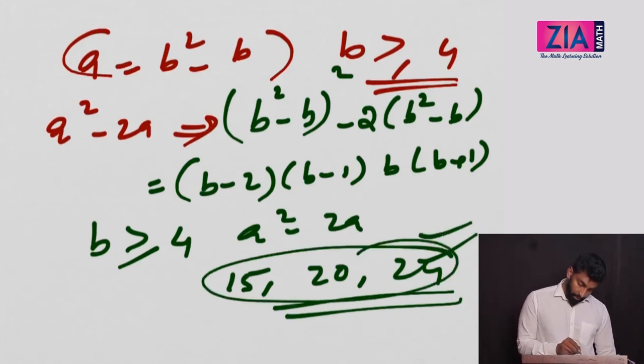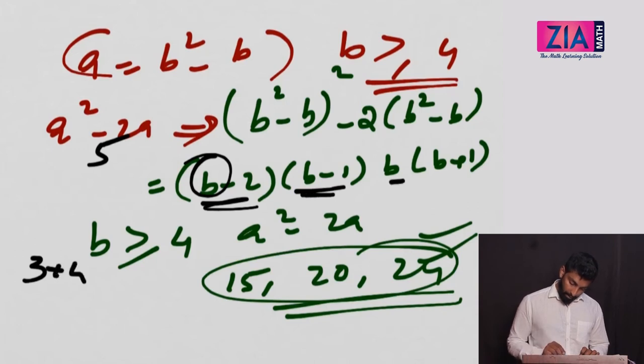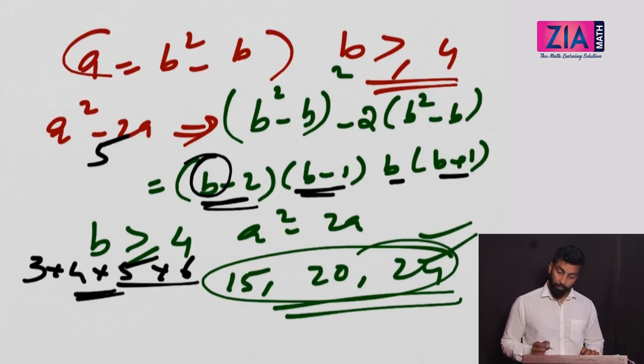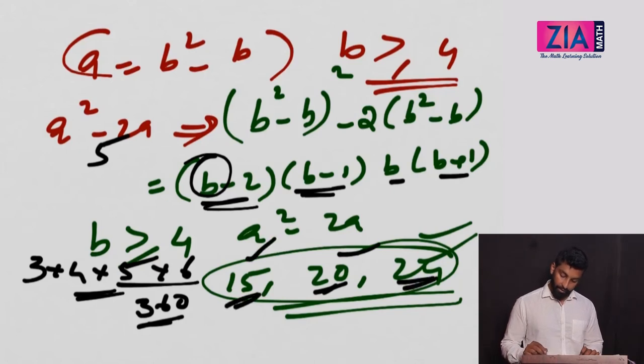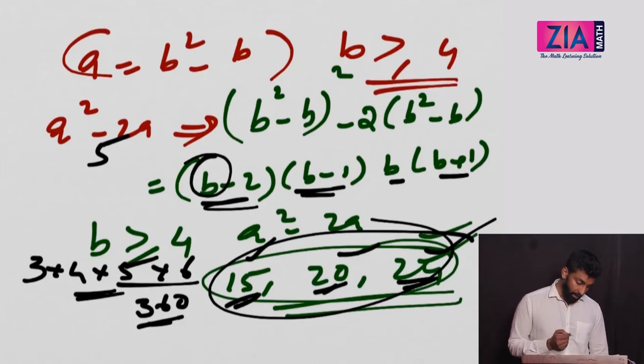Okay, if you want, just substitute b as 5. You will get b minus 2, that is 3, b minus 1, that is 4, b is 5, b plus 1, 6, right? So 30 into 4, 120, 120 into 3, 360. Now 360 is divisible by 20, 360 is divisible by 15, 360 is divisible by 24. So that means the number is divisible by all the above, right? Answer for this question is D.